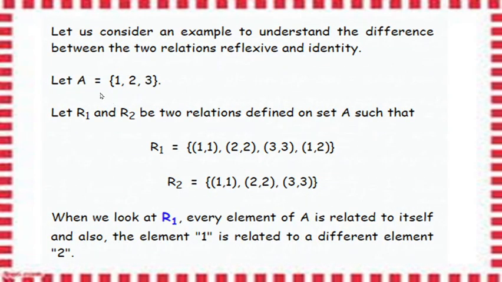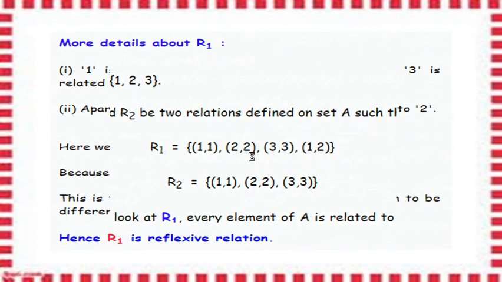Let us consider one example. Set A is given as {1, 2, 3}. Let's form two relations. Relation R1 is (1, 1), (2, 2), (3, 3) and (1, 2). And R2 is (1, 1), (2, 2) and (3, 3). When we look at R1, every element of A is related to itself, and also the element 1 is related to a different element, which is 2. In R1, all the elements are related to itself, but element 1 is related to 2 also.